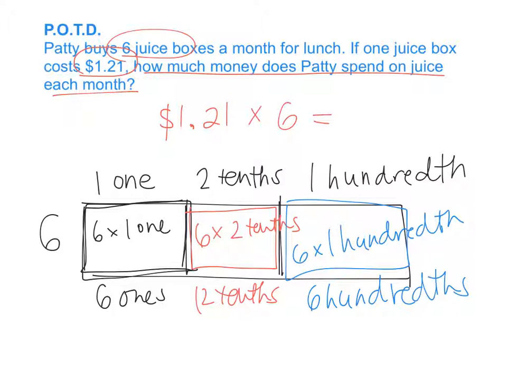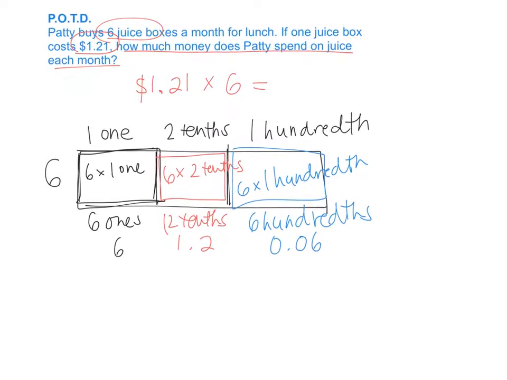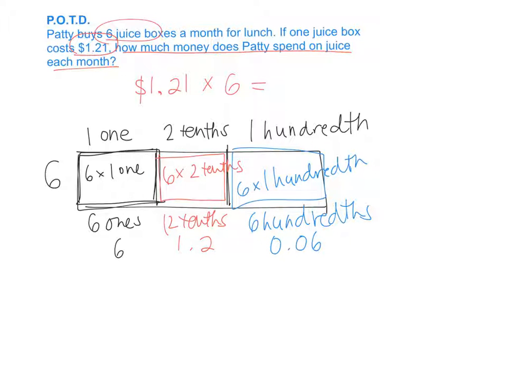Okay, now I need to write all these in standard form. So 6 ones in standard form, Ella, is what number? 6. 6? Okay, thank you. 12 tenths in standard form, Aditi, is 1.2. 600ths in standard form, Alex, is? 0.06. You got it, 0.06. So in order to find the total area of this piece of tape, since we're calling it a tape diagram today, we need to add these numbers together. So I have 6 plus 1.2 plus 0.06.